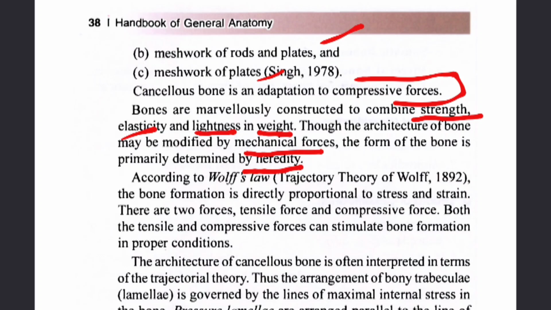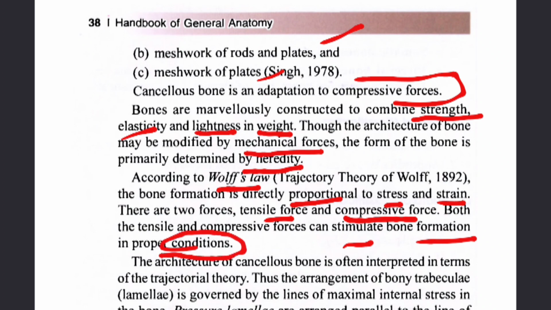According to Wolff's law, the trajectory theory of Wolff, the bone formation is directly proportional to stress and strain. So this is very important. If you want to grow your bones in the body, you have to do physical exercises, physical work is very important. Without stress and strain, bone formation does not get amplified. So there are two forces: one is the tensile force and another is the compressive force. Both the tensile and compressive forces can stimulate bone formation in proper condition.